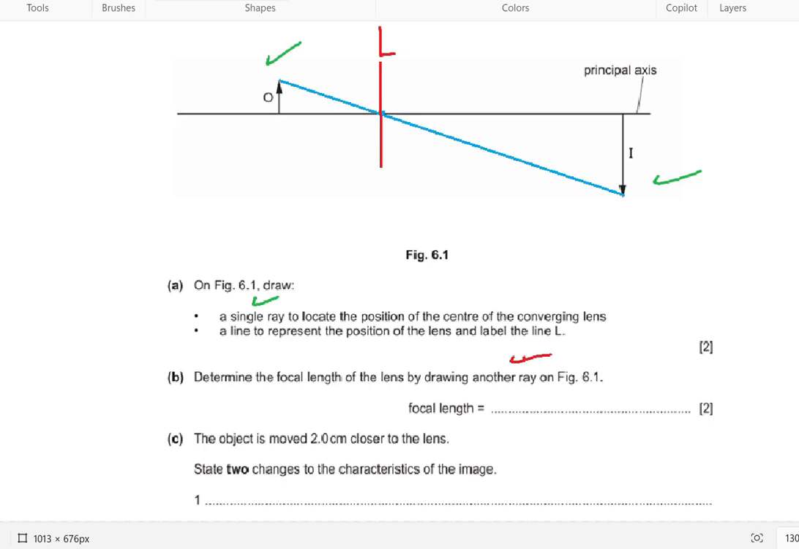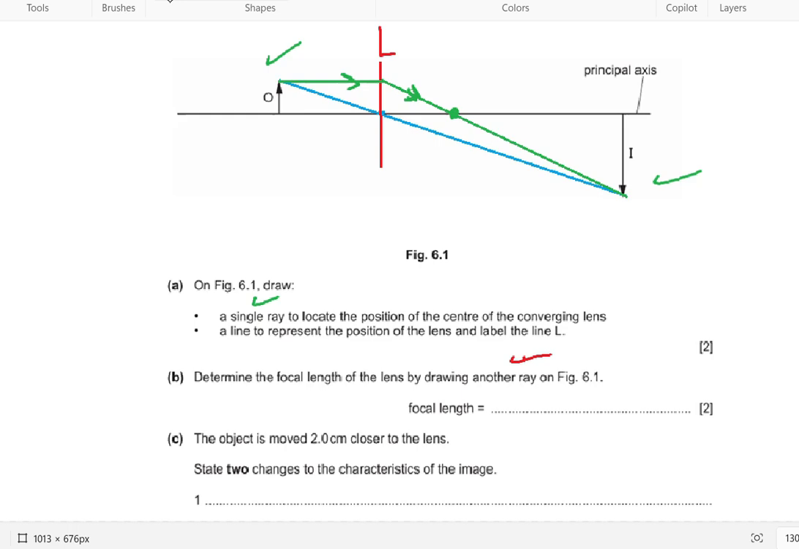The second one, we know that if the ray comes from the top of the object and it is parallel to the principal axis, it comes to the lens, and it's going to go through the focal point, and it will go to the tip of the image here. I hope it's clear. So this will be the second ray. It will be incident here and it will go through the focal point. So this will be the focal point.